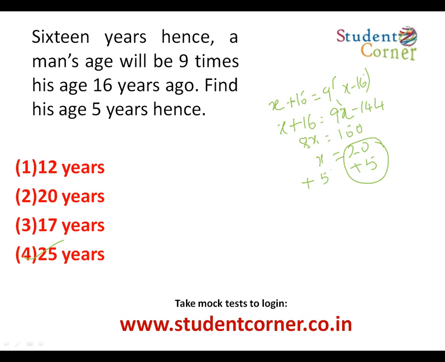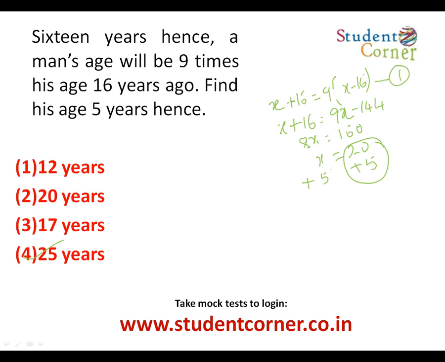So this is how we can solve the problem using a single variable, solving the equation. However, once you have created the first equation, X plus 16 is equal to 9 into X minus 16, you can easily substitute the options. Since the given options are ages 5 years hence, we can go to the present age.